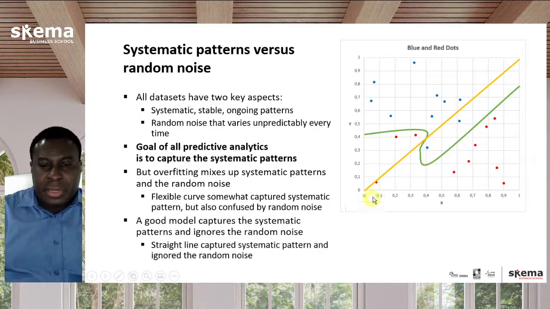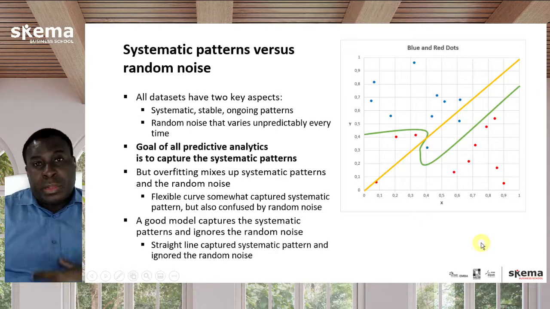In contrast, a good model like this straight line, in this case, it's a simple case, but it demonstrates a point, only captured the systematic pattern. The top left, blue, bottom right, red. And it just ignored the noise, and it made some errors. It will make some errors when it ignores noise. But over time, this capture of systematic patterns and ignoring the noise tends to be more accurate than one that captures the noise from the very beginning. So that's the general idea of what we look at when we talk about overfitting.